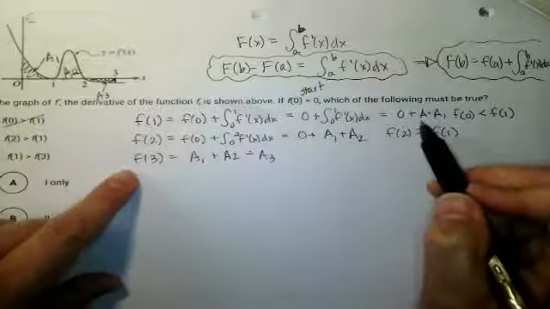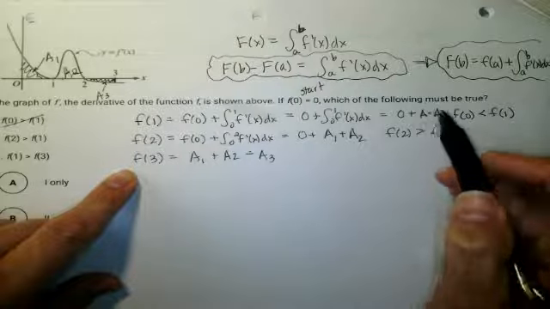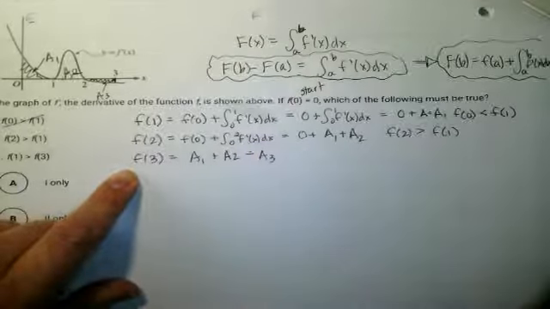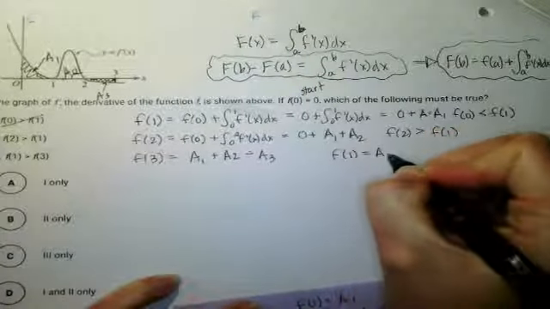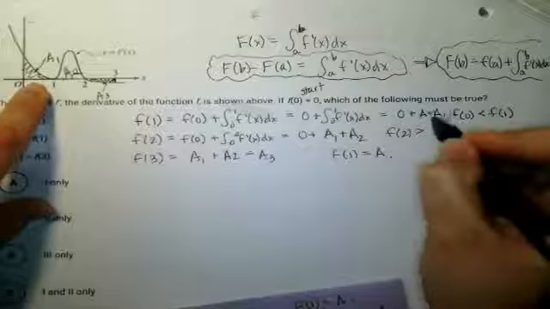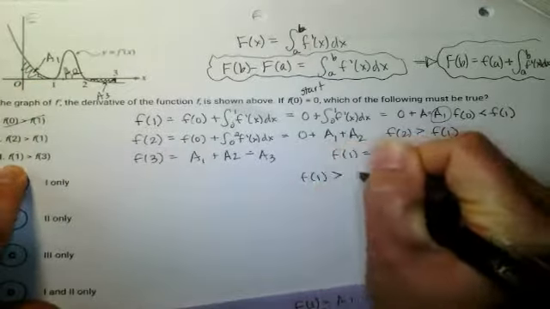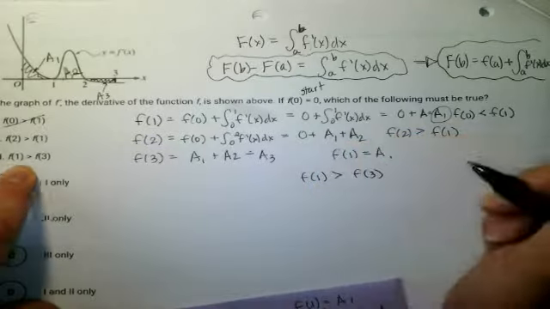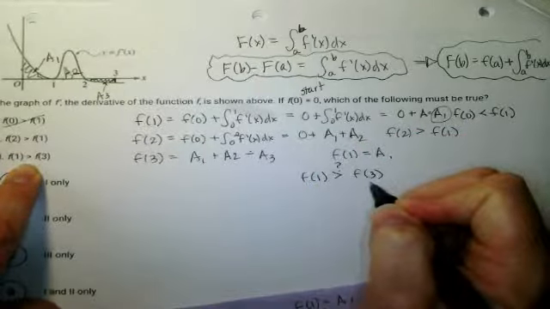F of 1. Now I know that f of 1 is equal to that area 1, as we said before. Now they're saying that f of 1 is greater than f of 3, and we're trying to prove whether that is true or false. So, is f of 1 greater than f of 3?